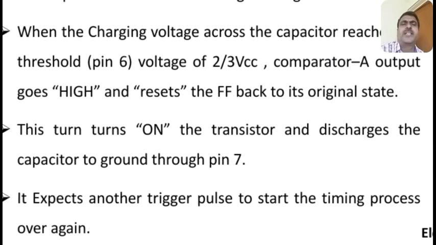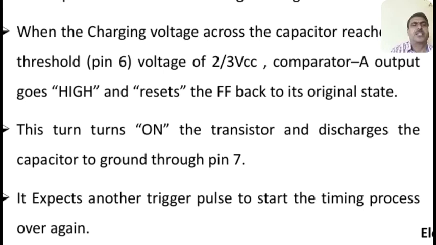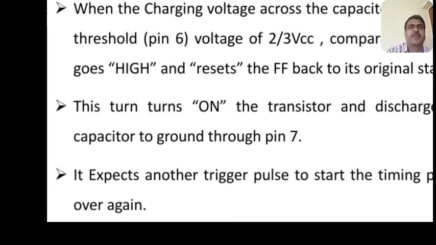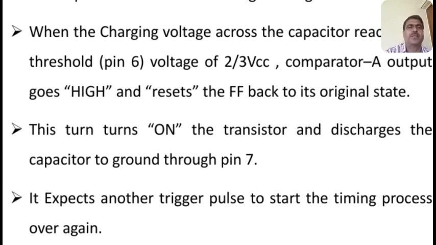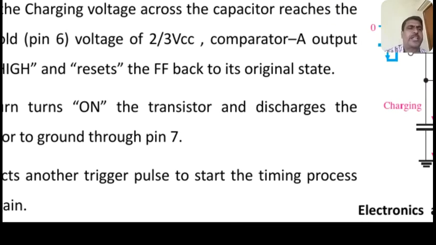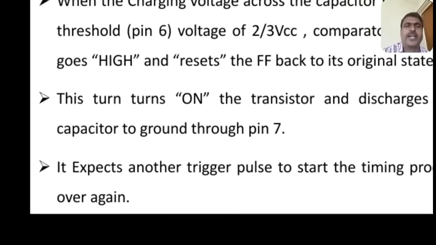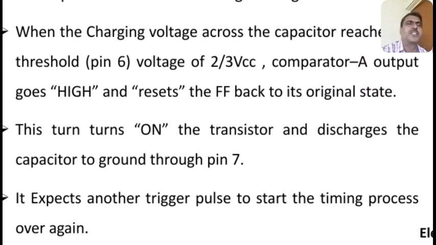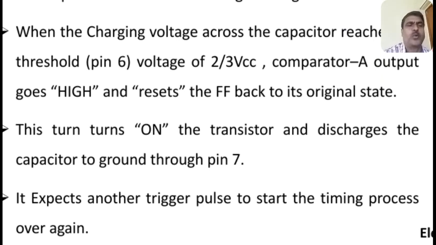Here the next point is, this turns on the transistor and discharges the capacitor to ground through pin number 7. Then it expects another trigger pulse to start the timing process over again. So until you give the next trigger pulse, the output remains low only. No changes of any components' states will take place until you give the next trigger pulse.